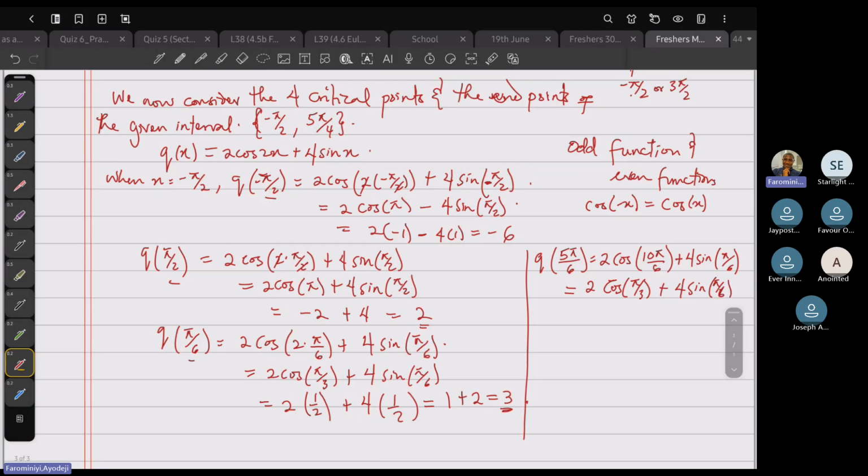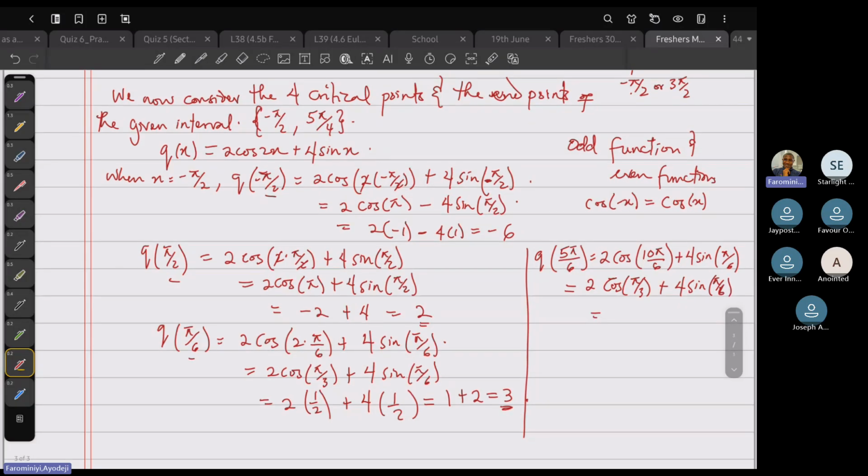So I think we've done that already. So that is actually 3. So you can actually check that. 2 times cos 100. Sir, I thought you were dealing with 5 pi over 6. Yes. So it should be 4 sine 5 pi over 6. Thank you.